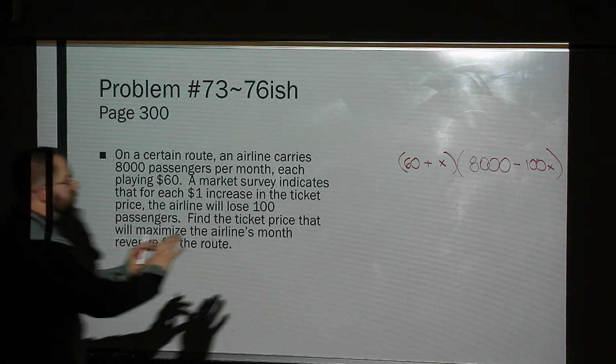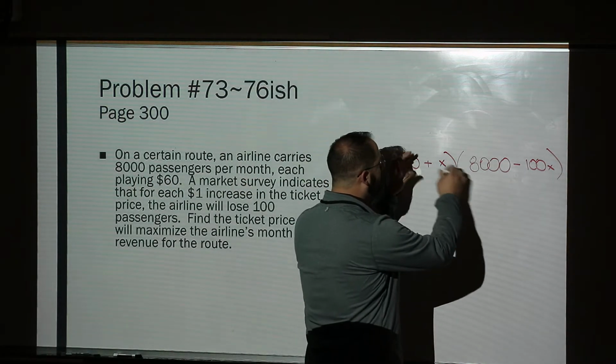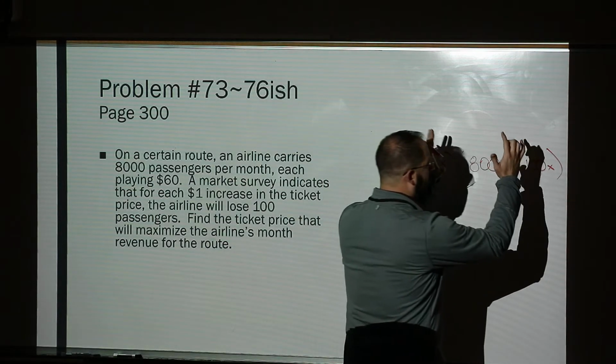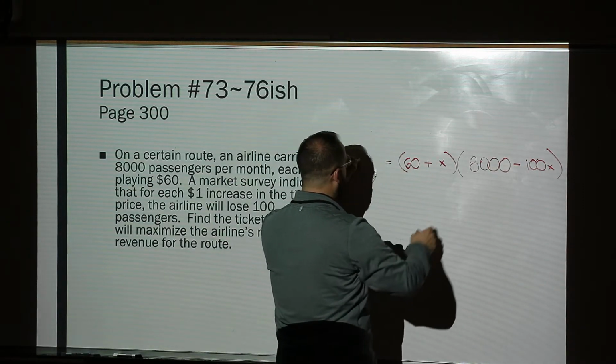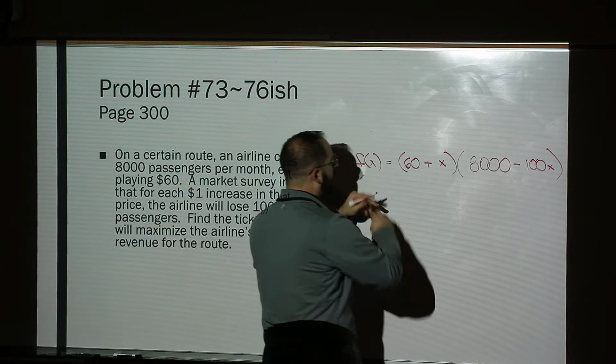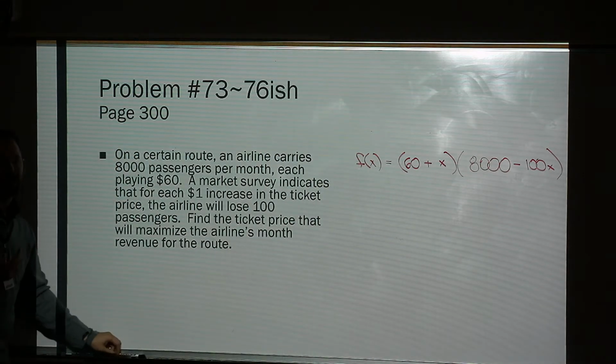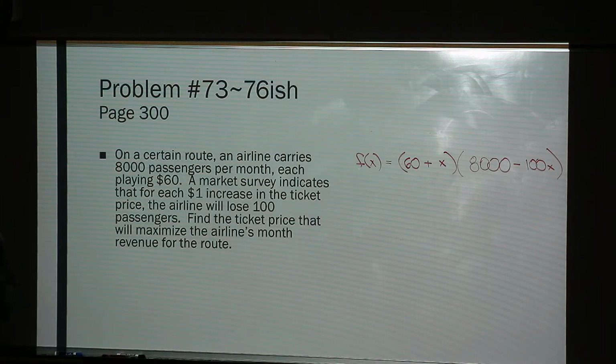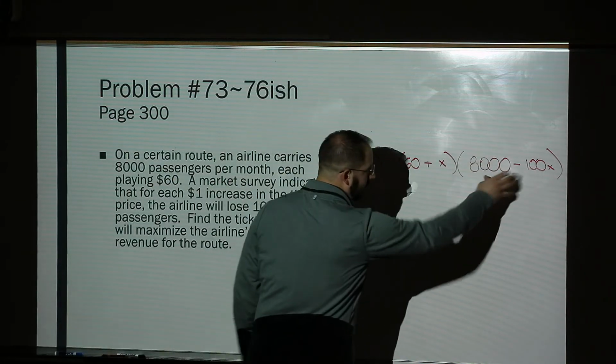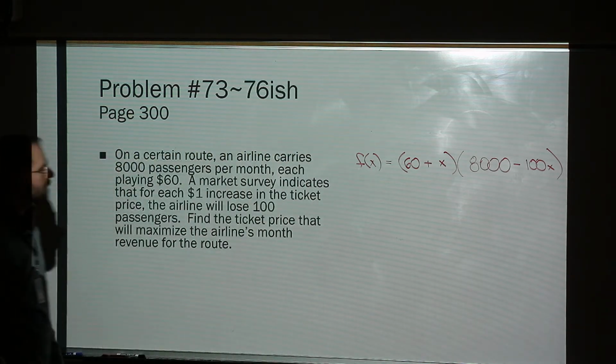Now why am I choosing to write it like this? When I multiply the price times how many people are on the plane, that gives me revenue. So this is my function, my revenue for this particular business. That's how you find profit or total sales: you take however many items you're selling times the price of the item. That's what we're doing, the price of the ticket times how many tickets we're selling.